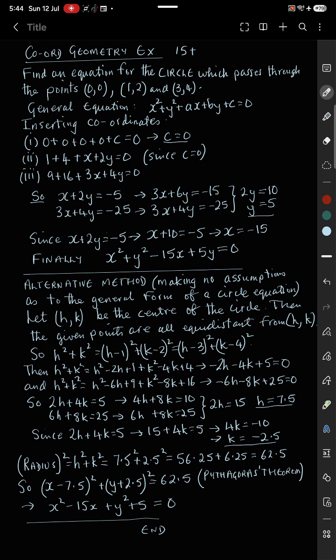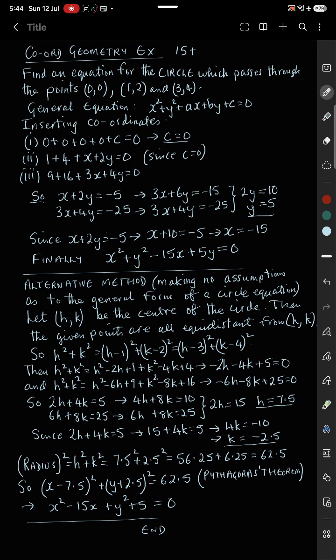So the radius, or the square of the radius, will be h squared plus k squared, but that will be 7.5 squared plus 2.5 squared, which comes to 62.5. And then we have, using Pythagoras' theorem, (x minus 7.5) squared plus (y plus 2.5) squared equals 62.5.